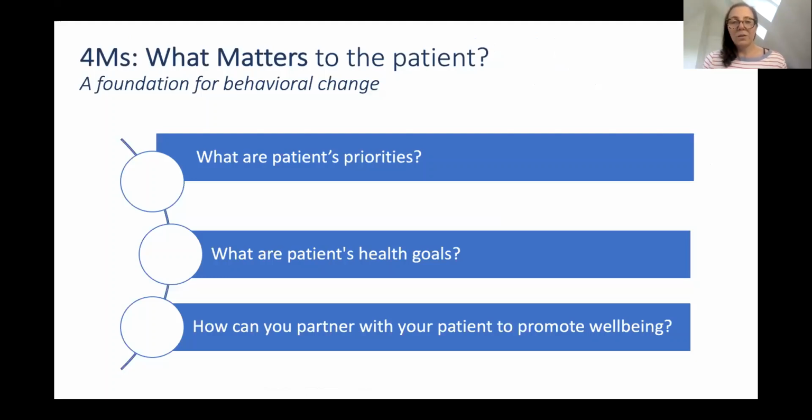So what matters to the patient? It is really the foundation of any behavioral change that you're doing in a clinic setting, as you all know. So elicit the patient's priorities, what their goals are, and how they want to change their diet and behavior. And how can you do that in a productive way? And who do you need on your team? Do you need a dietitian? Does the patient need an exercise coach in addition to a dietitian to meet their goals?